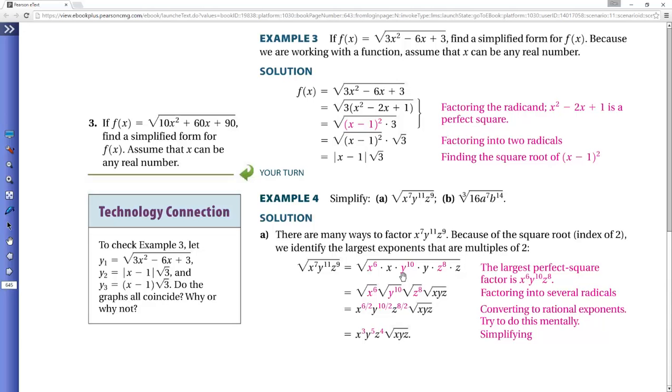Y to the 11th can be y to the 10th times y. Notice these exponents are even, because I'm going to take half of that for the root, since the square root is really the exponent of 1/2. So we have a power of a power situation. The square root of x to the 6th is like taking 1/2 times 6, and you end up with x to the 6 over 2, or x to the 3rd.